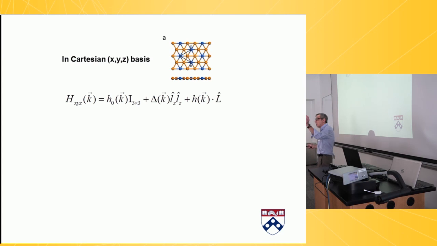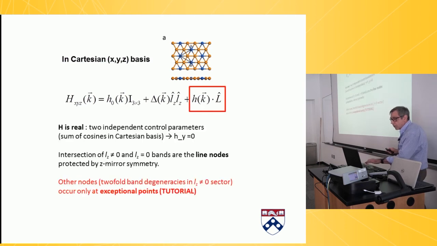Okay? Take out the crystal field. Take out the chemical potential. There's some underlying quantum geometry in the fact that we have this term here, which is really just a k-dependent field coupled to the orbital angular momentum. Okay, so we're going to be focusing on that.